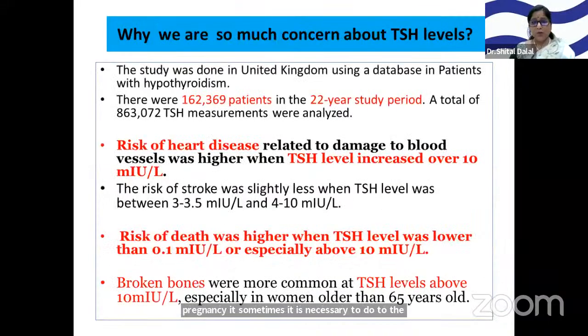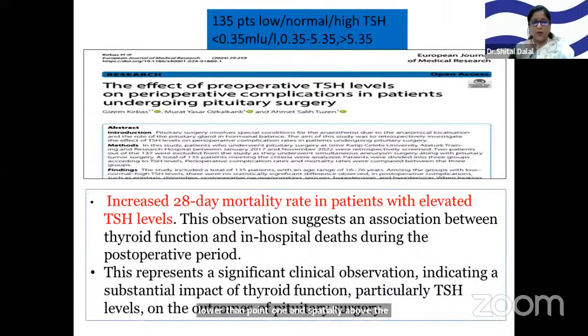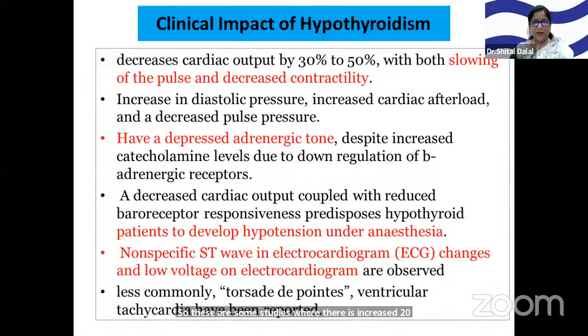So why are we so concerned about the TSH levels? There is a big study from the United Kingdom, and it concludes that the risk of heart disease related to damage to blood vessels is higher when TSH level increases over 10. And again, the risk of death was higher when TSH level was lower than 0.1 and especially above 10. So there are some studies showing an increased 20-day mortality rate when there is an elevated TSH level.